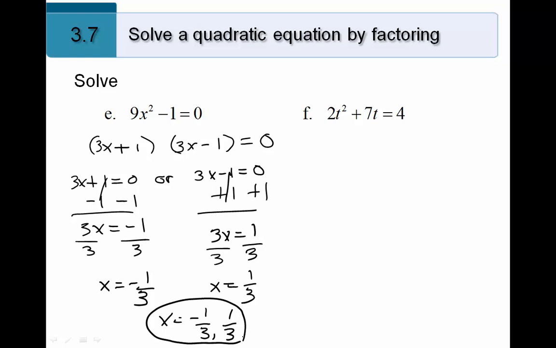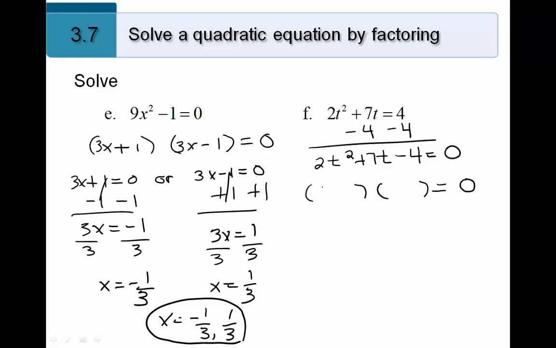2t squared plus 7t equals 4. This one is not in standard form, notice. So in order to put it in standard form, I need to get the 4 on the left-hand side of the equation. So in order to do that, I'm going to subtract 4 from both sides of the equation. So now I can write this as 2t squared plus 7t minus 4 equals 0. So I had to write that one in standard form first. Now I will factor it.